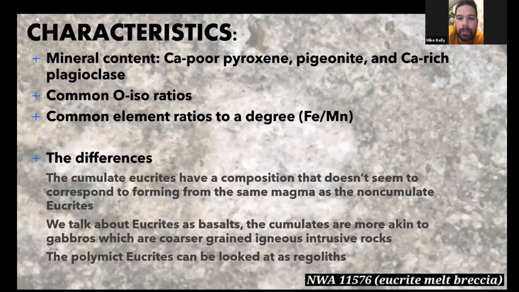Mike, I have a question for you. The three main components are calcium poor pyroxene, and I'm looking at the calcium rich plagioclase. When you look at both of those, they kind of contrast each other. You have calcium poor and calcium rich. Is there mineral replacement going on there?